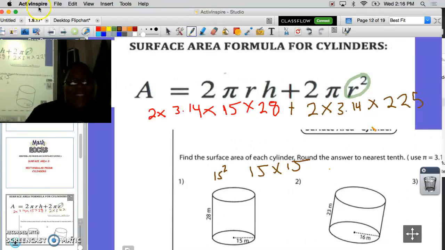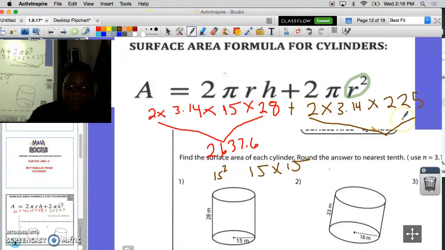All right, so now we're going to multiply the first half of the formula. Let's see if we come up with the same answer. So I have 2 times 3.14 times 15 times 28. For this first half, I got 2,637.6. And now for the second half, I have 2 times 3.14 times 225, which is 1,413.